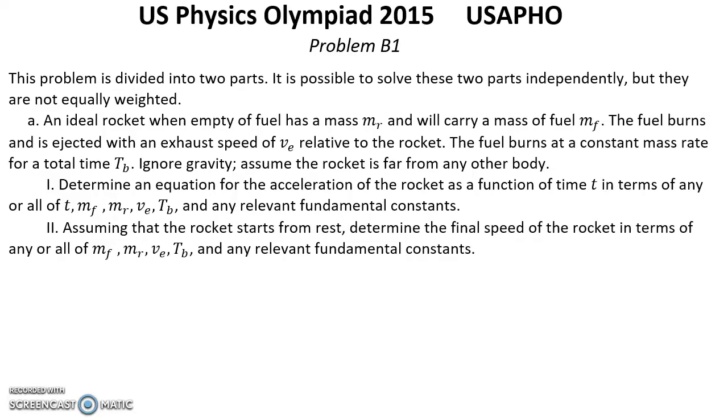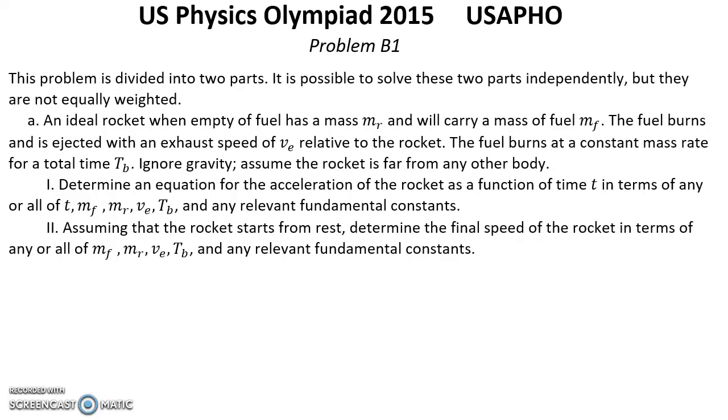Part A. An ideal rocket, when empty of fuel, has a mass m_r and will carry a mass of fuel m_f. The fuel burns and is ejected with an exhaust speed of v_e relative to the rocket. The fuel burns at a constant mass rate for a total time t_b. Ignore gravity. Assume the rocket is far from any other body.